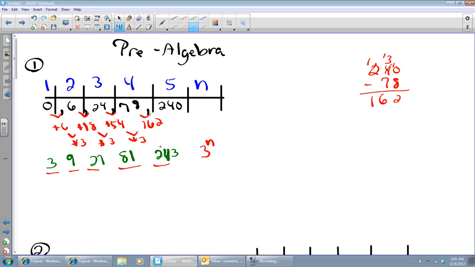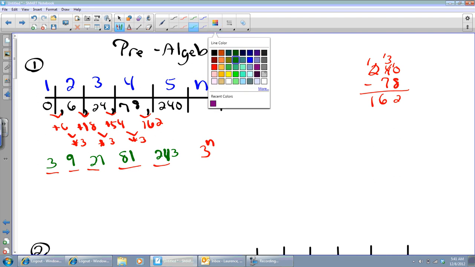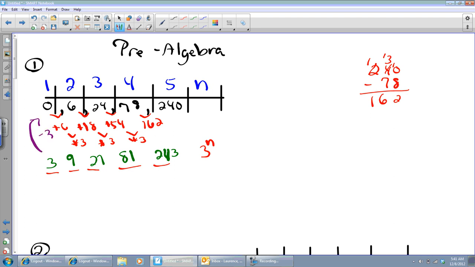Okay, so here's what I'm going to do. I'm going to compare up, and that's going to be minus 3. 9 to 6, I'm going to subtract 3. 27 to 24, I'm subtracting 3. Looks like I'm subtracting 3 every time. So this will be 3 to the power n, take away the 3.